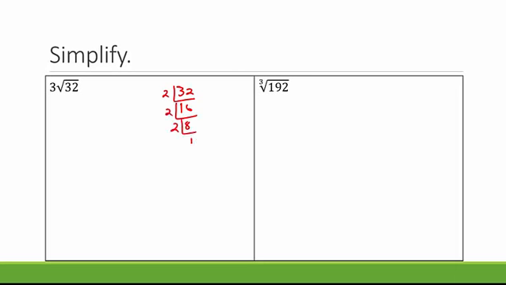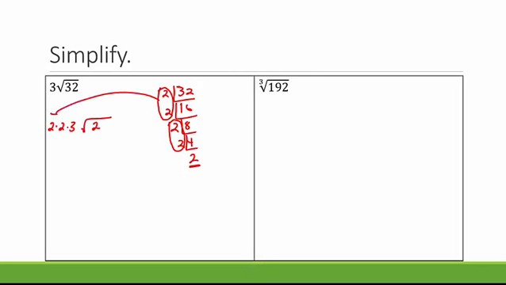2 goes in the 8, 4, 2 goes in the 4, 2 times. We're looking for groups of 2 since we're looking at the square root of 32. So I have 2 pairs of 2's, so that would come outside of the radical with the 3. And then I had a 2 left over that did not have a pair, so it would stay underneath the radical.